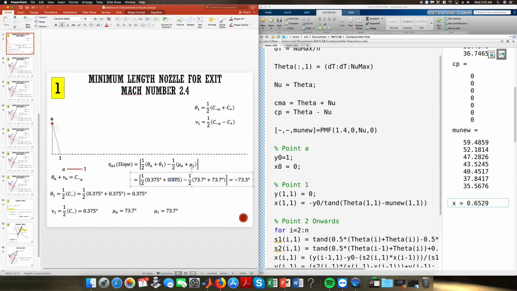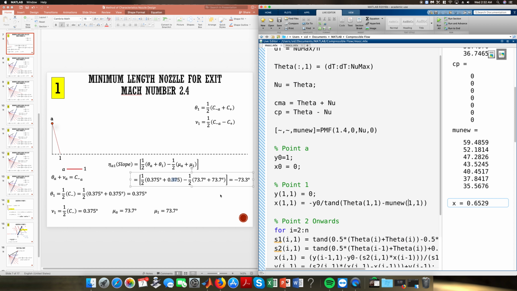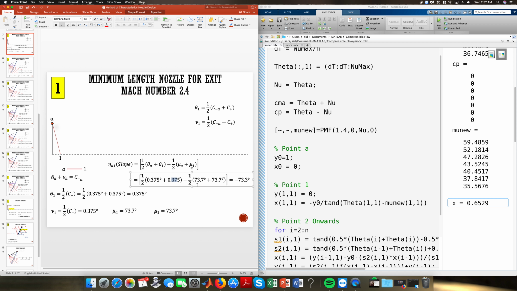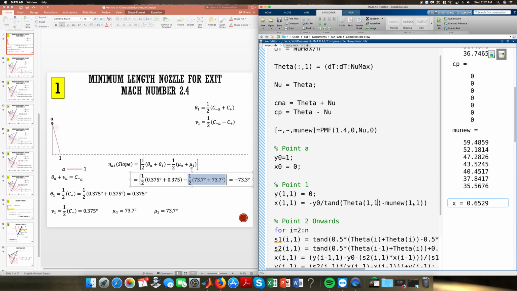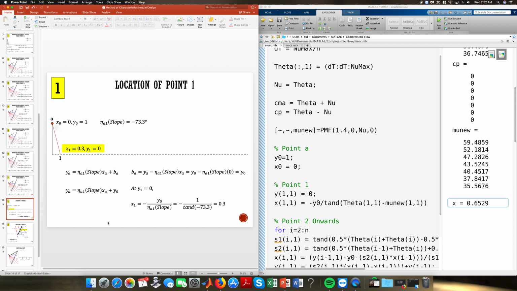So in the end, what it really comes down to is theta minus mu, right? Because the average of this is basically 73.7. The average of this will be 0.375, which is basically theta, and this is basically mu, right? So you can code it as y naught by tan d of theta minus mu, which is basically the same equation right here.